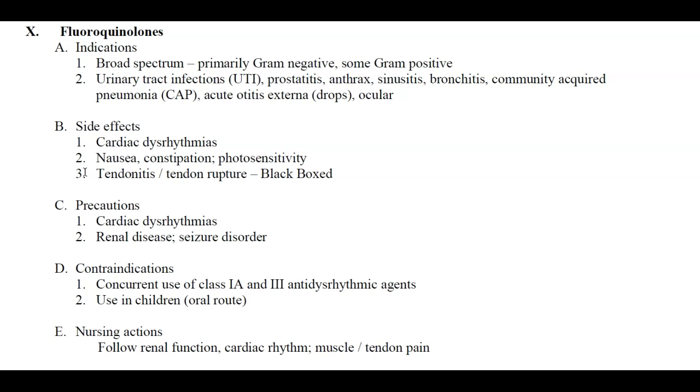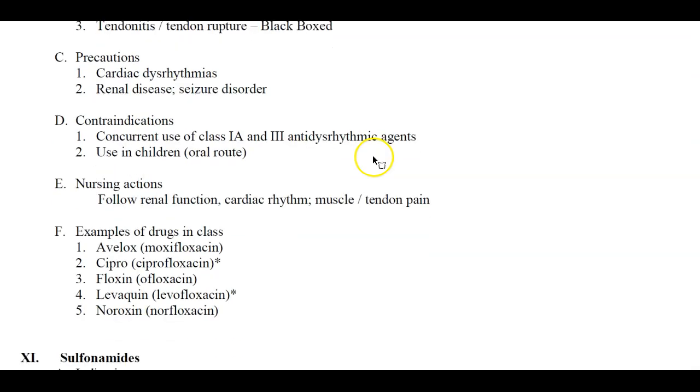Nursing actions include renal function, so we need to monitor and follow our renal functions. Also, we need to keep an eye on our cardiac rhythm, especially if we have a patient on the telemetry unit. Now, also a very thorough assessment and basically making sure that they don't develop the side effect of tendonitis or tendon rupture by properly assessing for muscle and tendon pain or any other symptoms that may be associated with that. Now, examples of drugs in this class include ciprofloxacin and levofloxacin.